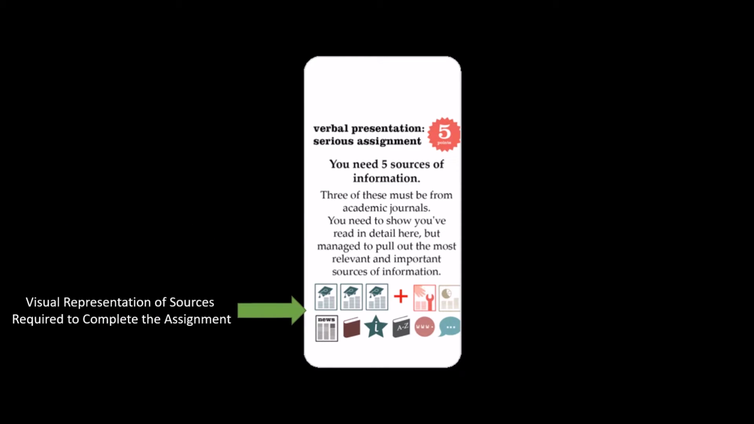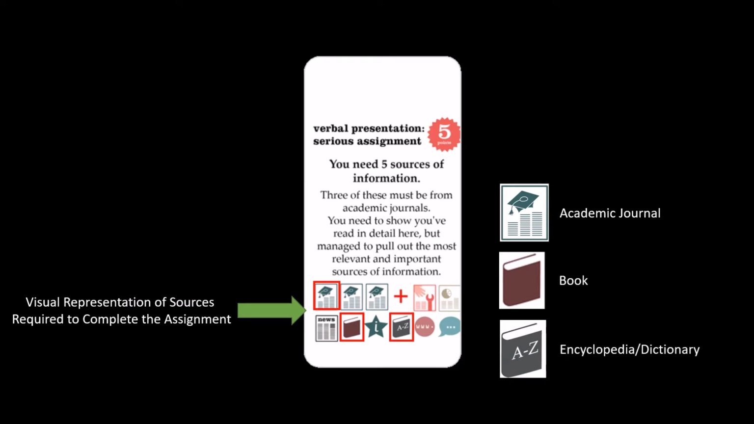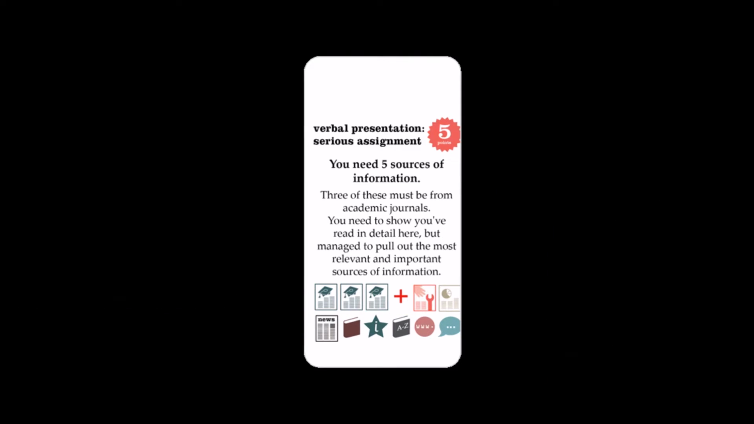Visual representation of sources required to complete the assignment. This is a quick visualization of what you need to complete the assignment. Each source has a unique image associated with it. As you can see here, we need 3 academic journals. The addition sign means you can use 2 of any other sources to complete the assignment, to make up the 5 resources required. Remember, like in real life, it's important to read each assignment requirement carefully in order to complete it correctly.